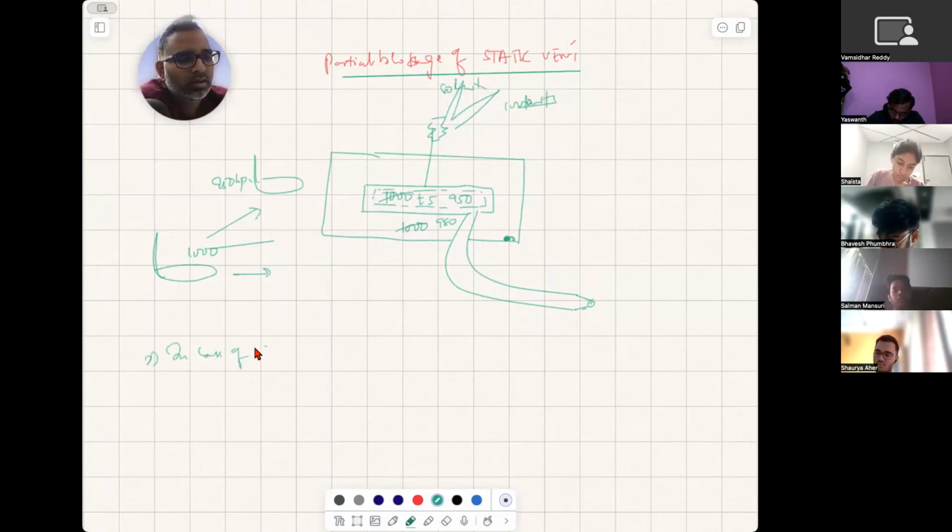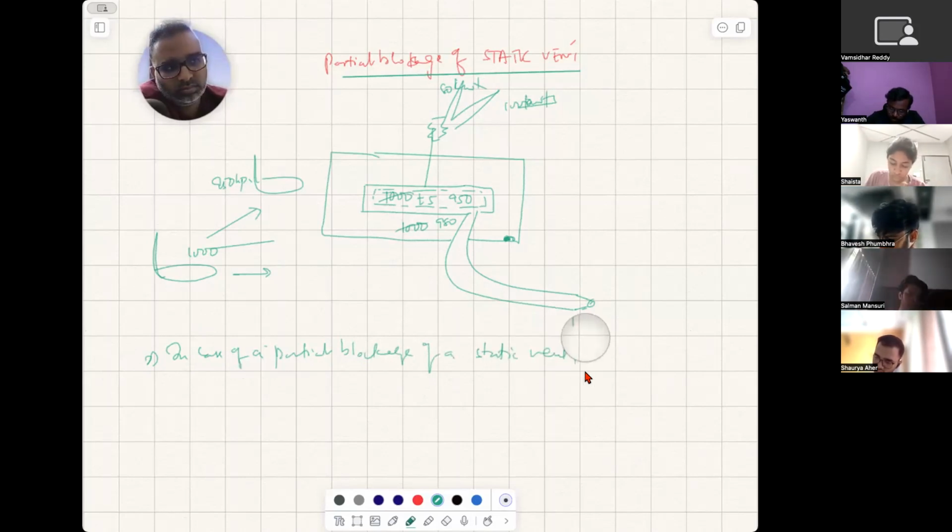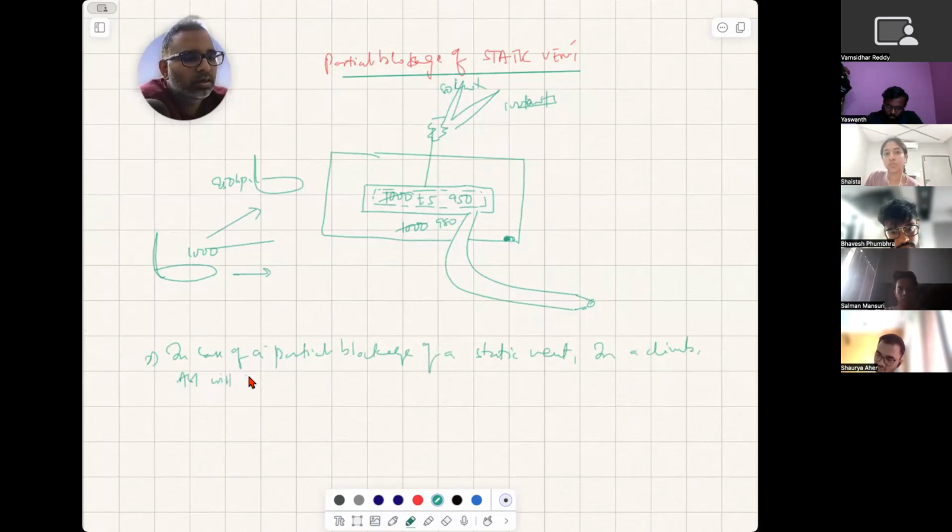In case of a partial blockage of a static vent, write down fast, what will happen in a climb? The ASI will underread.